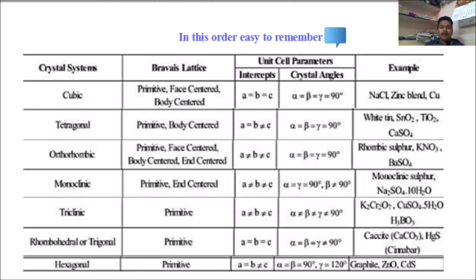And to remember that easily, what is the method? How many are there? 7. 1, 2, 3, 4, 5, 6, 7. This one you are going to remember in the name of CTO, MTRH. Like this you can remember. Why am I following this order? I am not following the textbook order. I am following CTO MTRH.